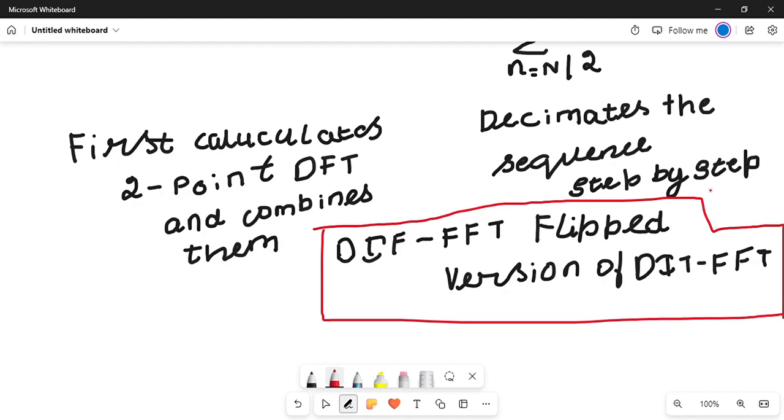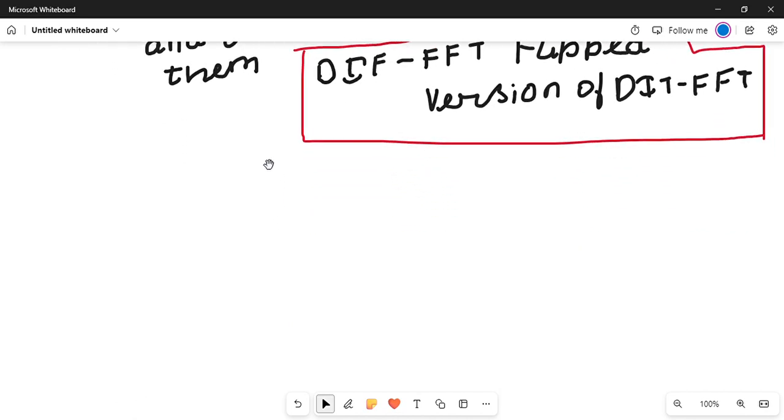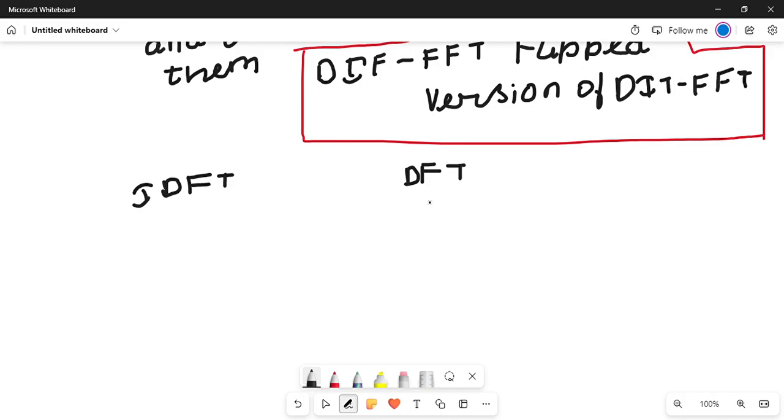That one we are going to discuss. Then the last one is, what I can say, it is suitable for calculating IDFT, right? This is suitable for calculating IDFT, and this is suitable for calculating DFT. Which one is suitable for calculating IDFT? What I can say, the DIT-FFT is suitable for calculating IDFT, and DIF-FFT is suitable for calculating DFT, right?